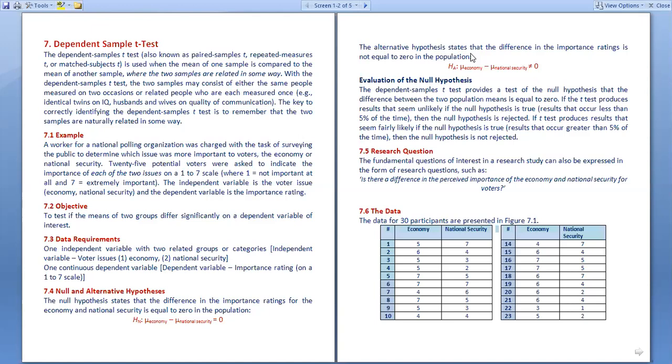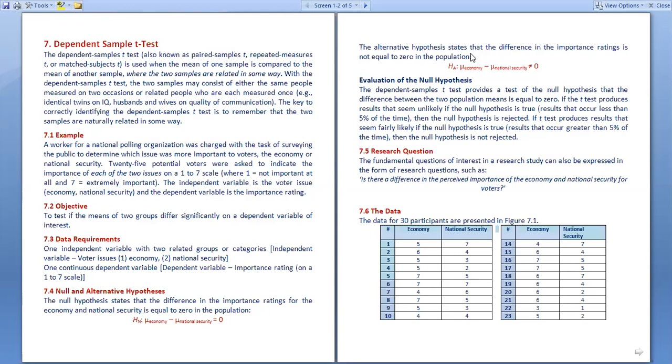Coming to today's topic, we are talking about the dependent samples t-test, which is also known as the paired sample t-test. This is used when the mean of one sample is compared to the mean of another sample, where the two samples are related one way or the other. The two samples here may consist of either the same people measured on two occasions or related people who have been measured once. Examples are identical twins on IQ, husbands and wives on quality of communication.